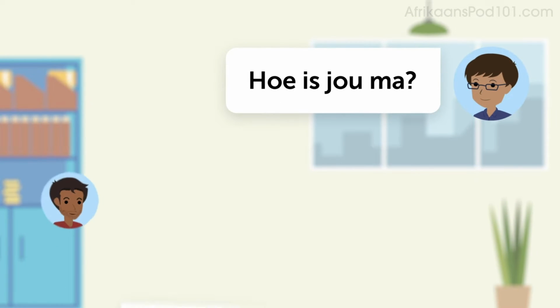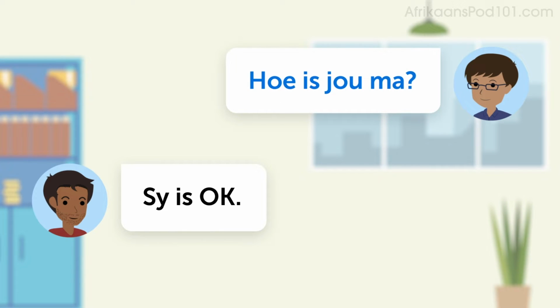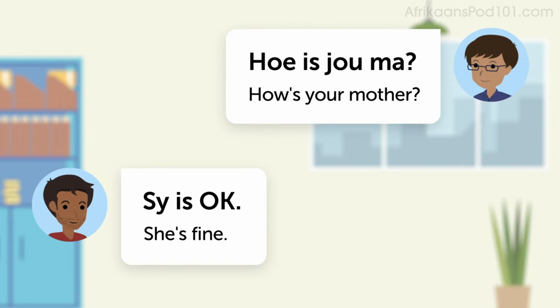Listen to the dialogue. Hoe is jou ma? Sy is okay. Once more with the English translation. Hoe is jou ma? How's your mother? Sy is okay. She's fine.